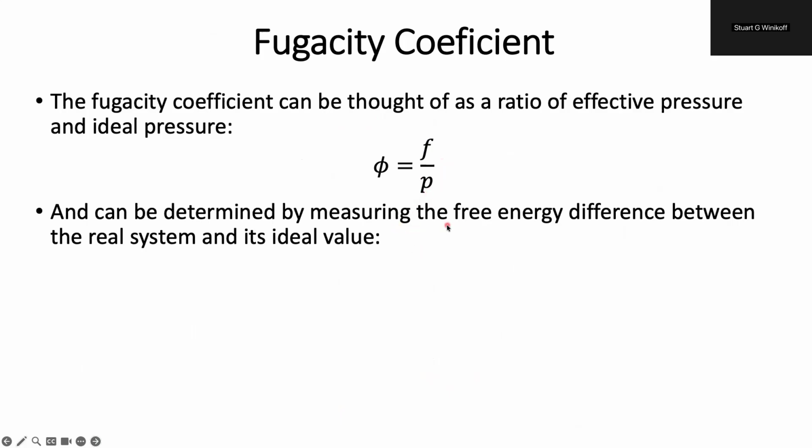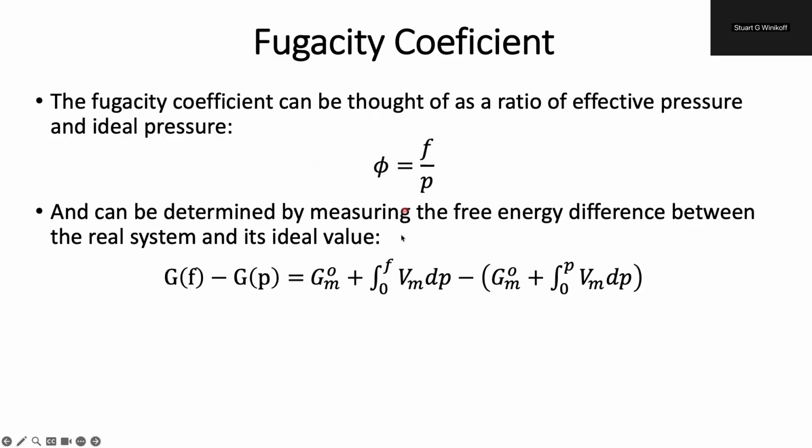Now, trying to actually determine this is a little difficult, as you have to do it by using the differences in free energy properties between the real system and what this ideal system would act like. Because remember, this fugacity is only acting through these sort of free energy interactions. So the best way to get this is comparing the free energy for a system with an actual pressure of P to whatever its fugacity would be.